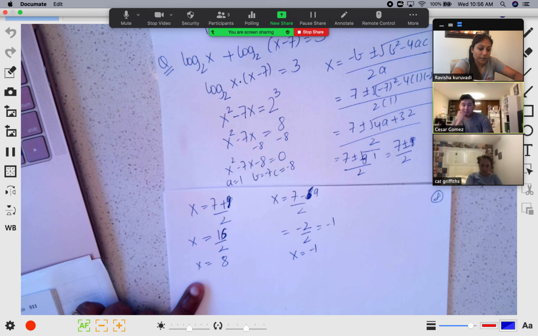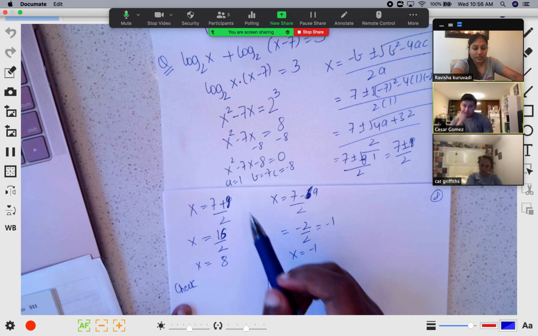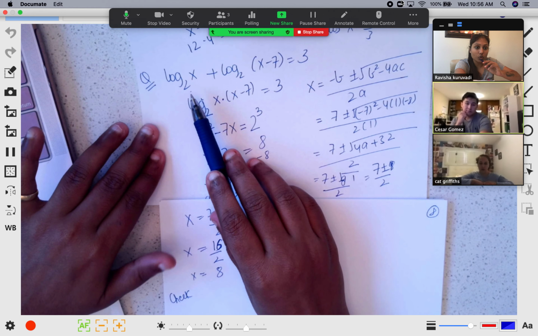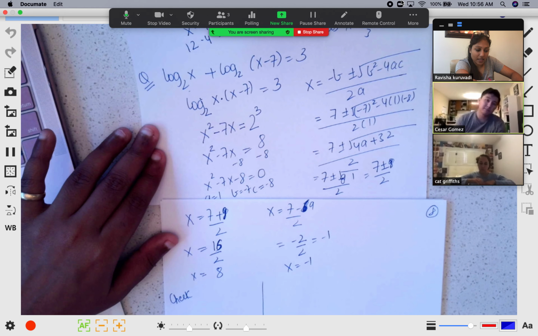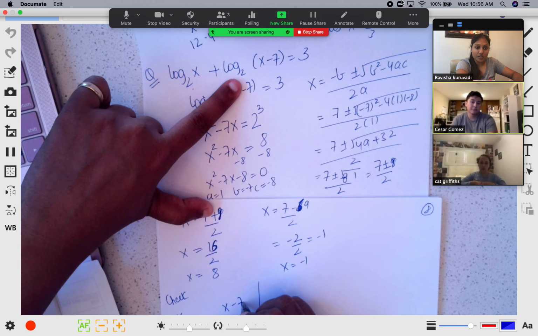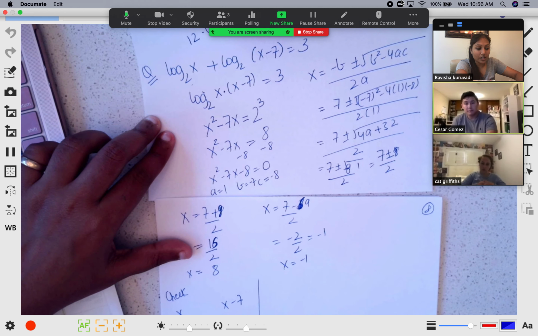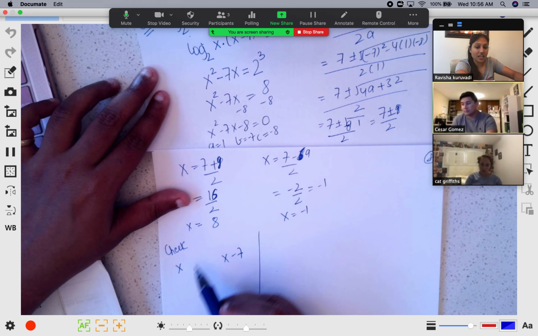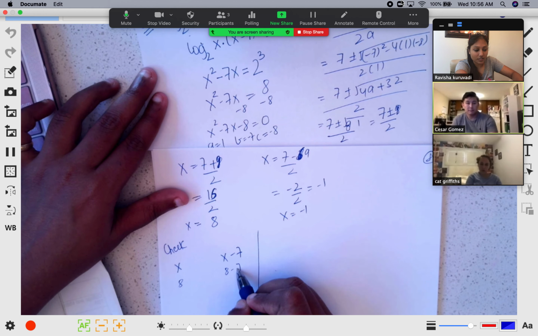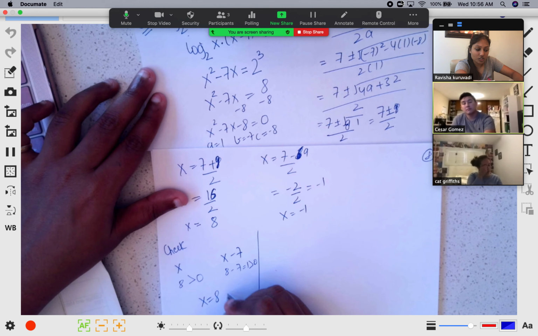Let's check. Here in this original equation, now rather than having 1 m, you have 2 m. 1 m is x and 1 m is x minus 7. You're going to put in both. When I put here 8, this is 8. When I put here 8, I get 8 minus 7, which is 1. Both are positive. That means x is equal to 8 is a solution.